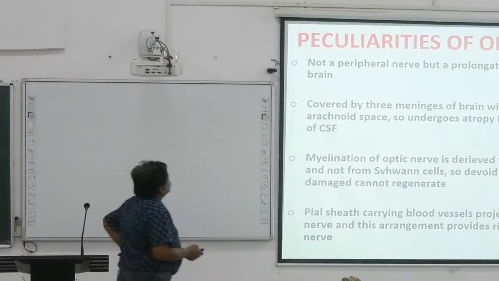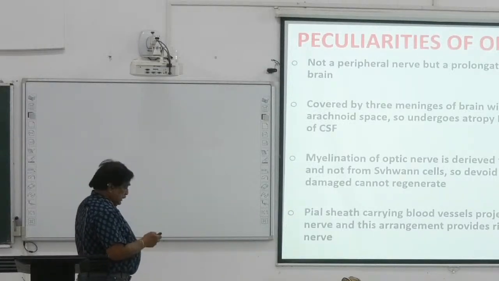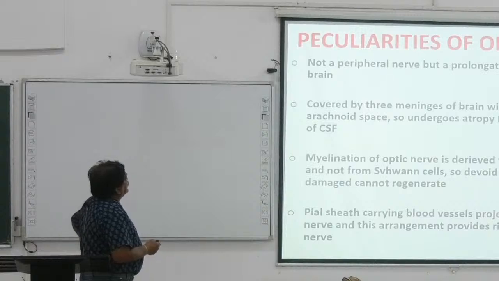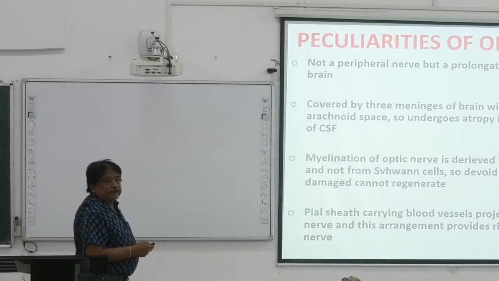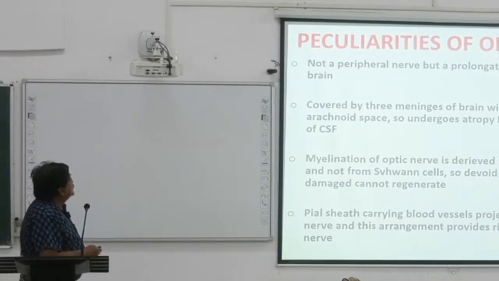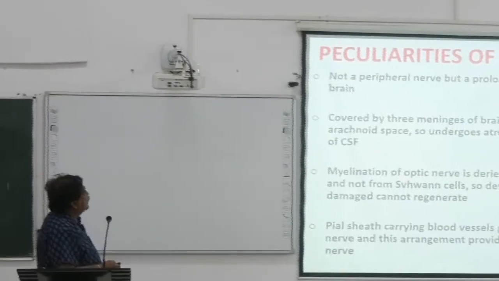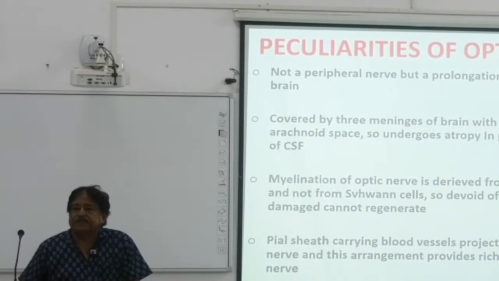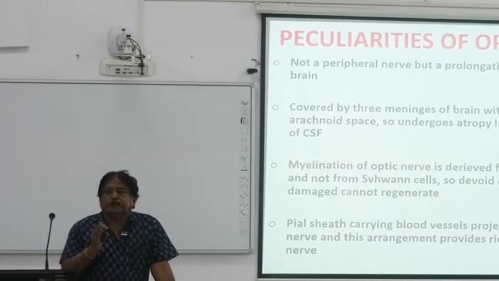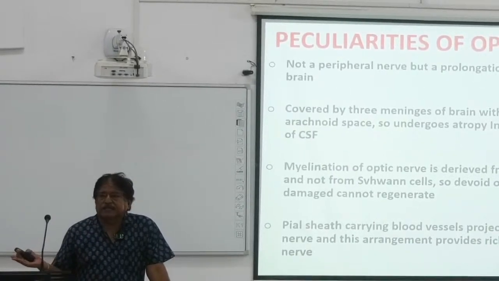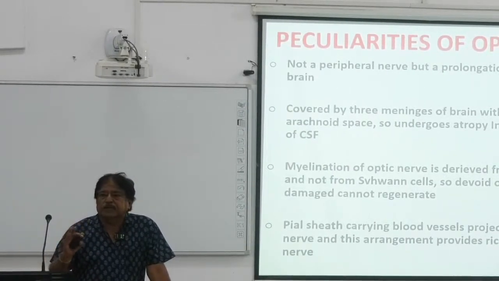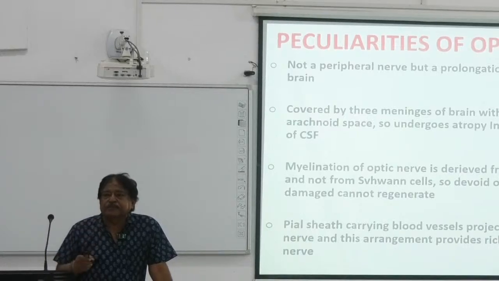Peculiarities of the optic nerve: not a peripheral nerve but a prolongation of white matter of the brain. This is important. Not a peripheral nerve but a prolongation of the brain. Ophthalmoscopic examination: you get a beautiful ophthalmoscope, this Chinese very good ophthalmoscope you carry, you have it when you go to the second year in medicine, you try to examine.